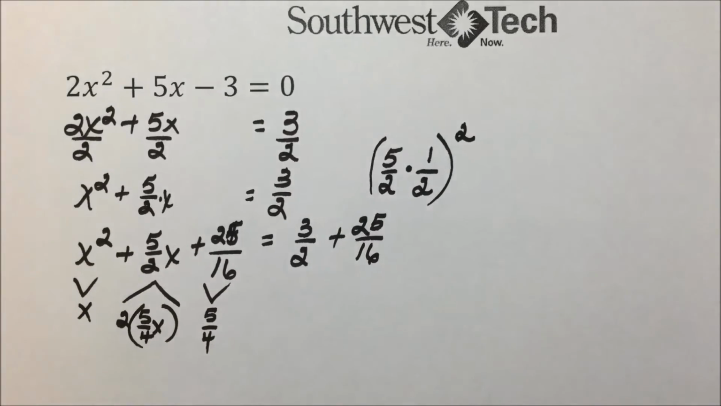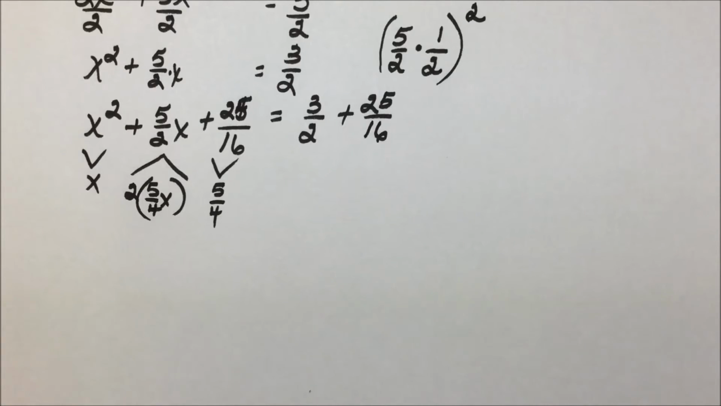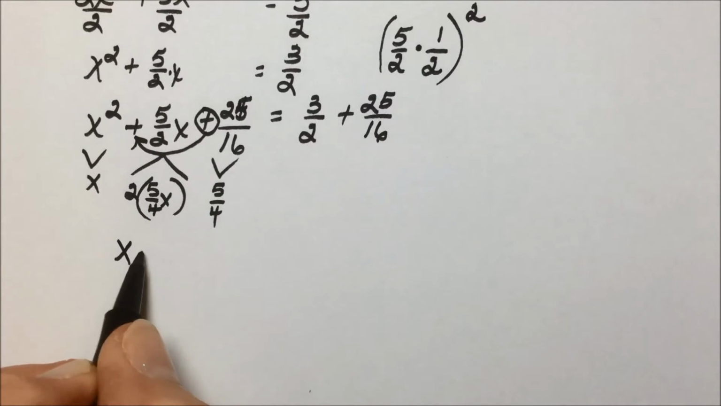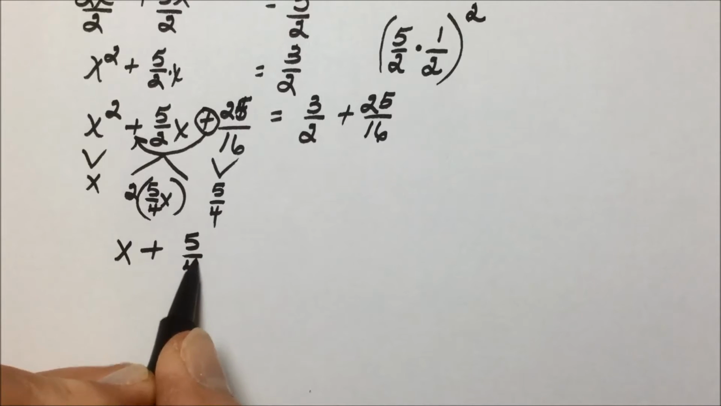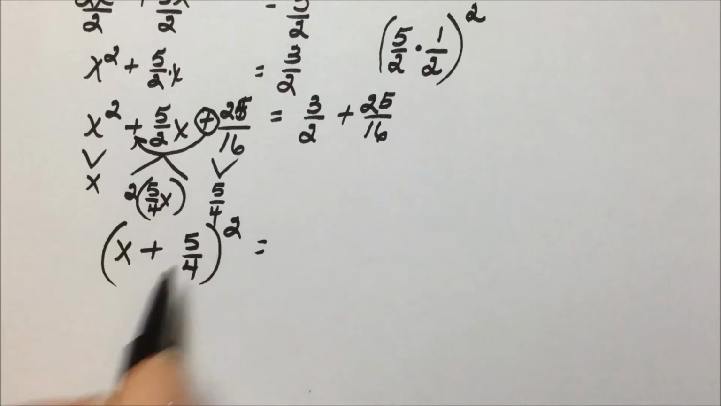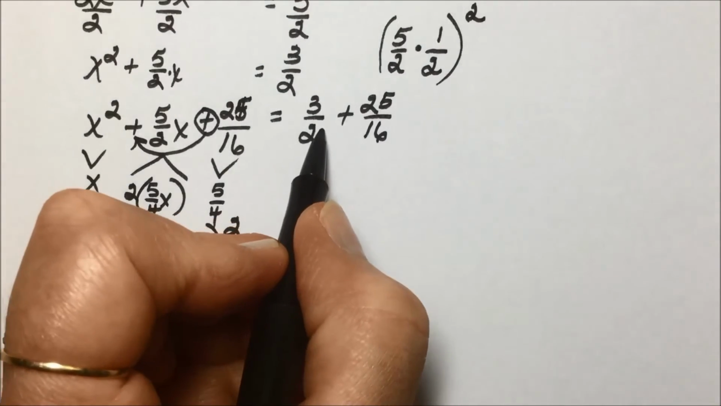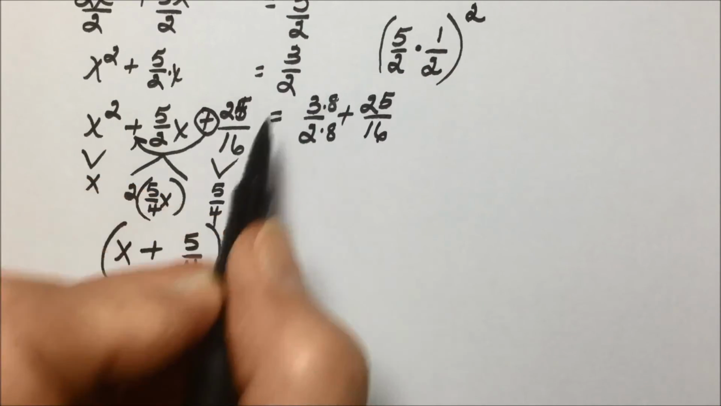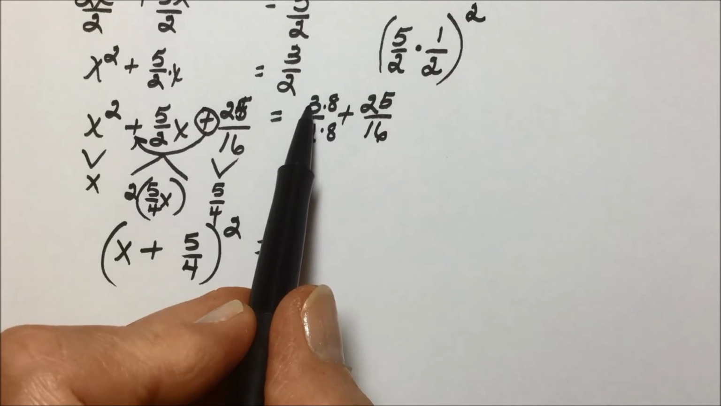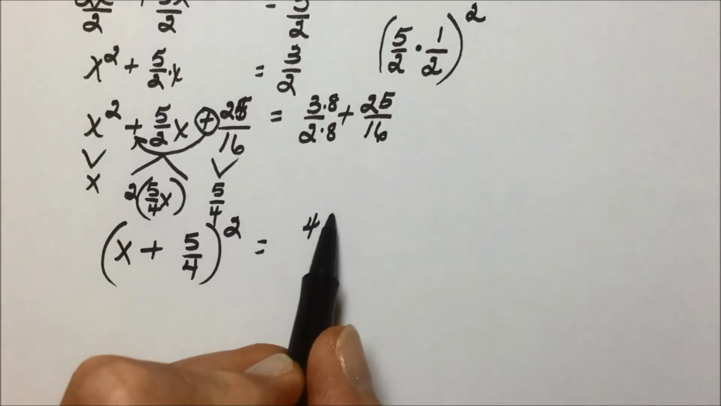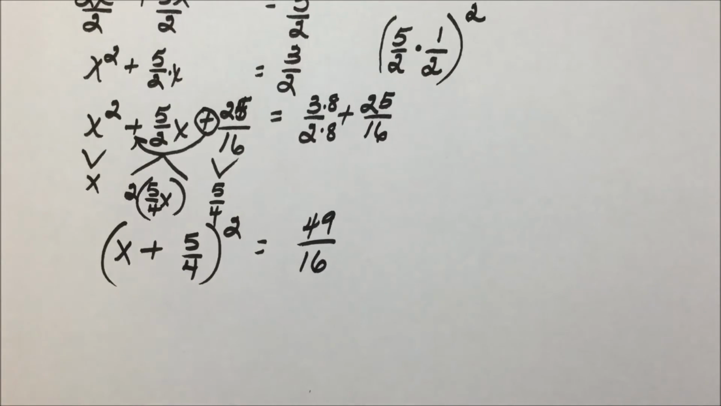So it does meet the criteria for a perfect square trinomial, and if you're following the steps, you should have a perfect square. Both signs are the same, both are positive, so this factors into x plus 5/4 the quantity squared is equal to, adding here, we need to get a common denominator, so we'll multiply top and bottom of the first fraction by 8. That gives us 24/16 plus 25/16, resulting in a 49/16. We're now ready to take the square root of each side.